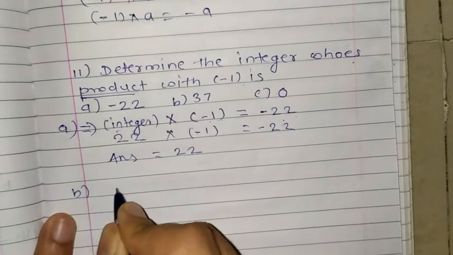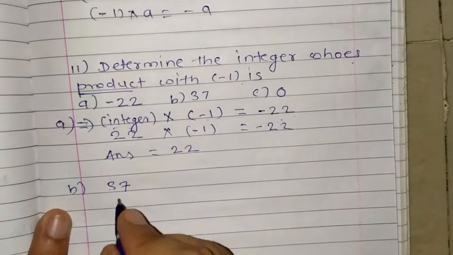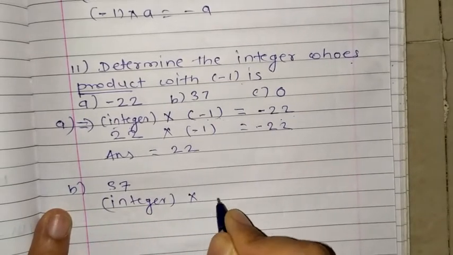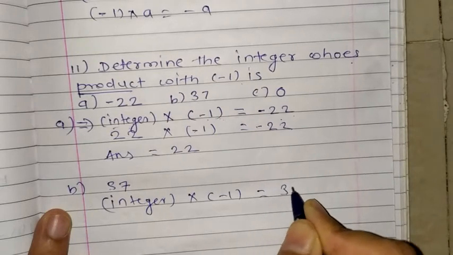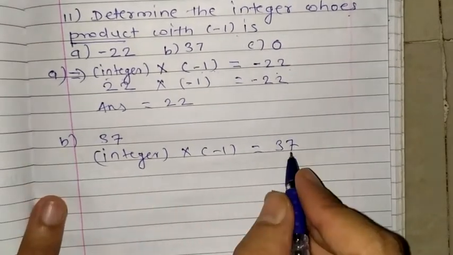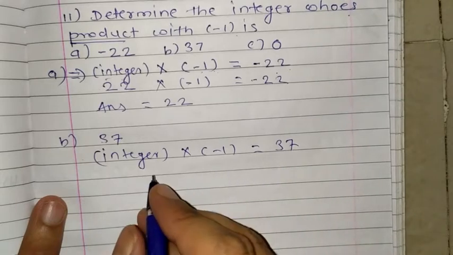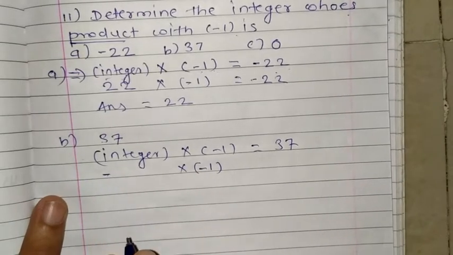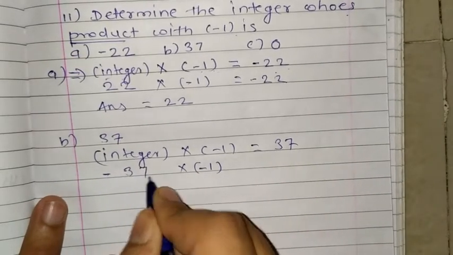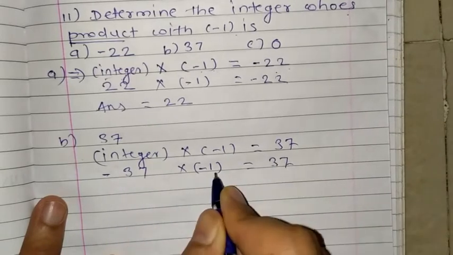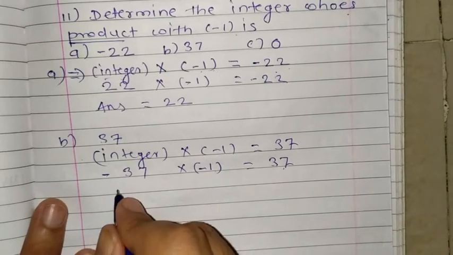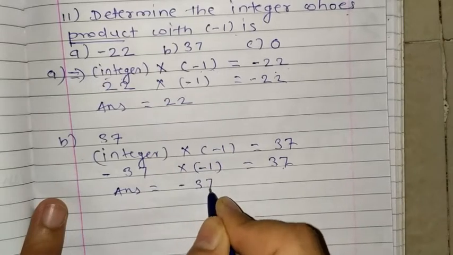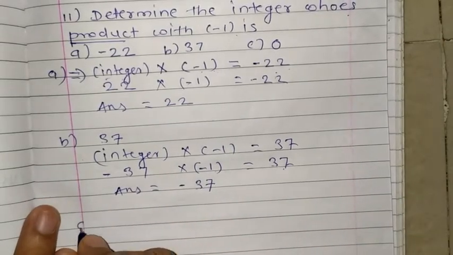Next one is B. B is 37. Again we have the same formula: integer number into minus 1 is nothing but 37. Here plus is there, so we want minus an even number of times. So minus 1 into, here a minus sign should be there, and then 37, so that we will get 37, because 37 into 1 is 37, minus minus gets plus. So here our integer value should be minus 37. This is our answer.